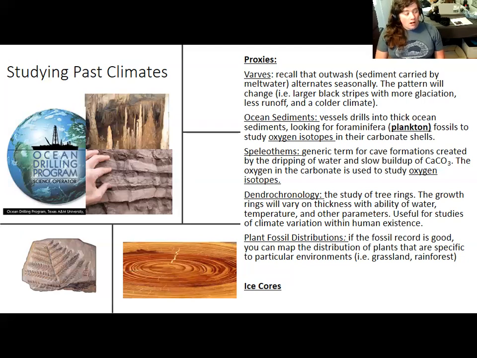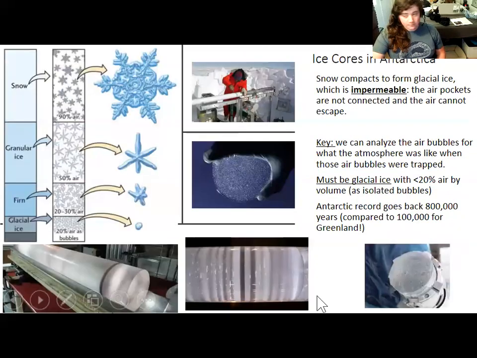So these methods all involve not directly measuring the atmosphere itself, but using other evidence we have to make guesses about what the atmosphere was like and how it changed while, say, the sediment was being deposited, or while the fossils were formed, or while the tree was growing. There is one more direct method we have, though, and that is ice cores, and that's where Antarctica comes in.